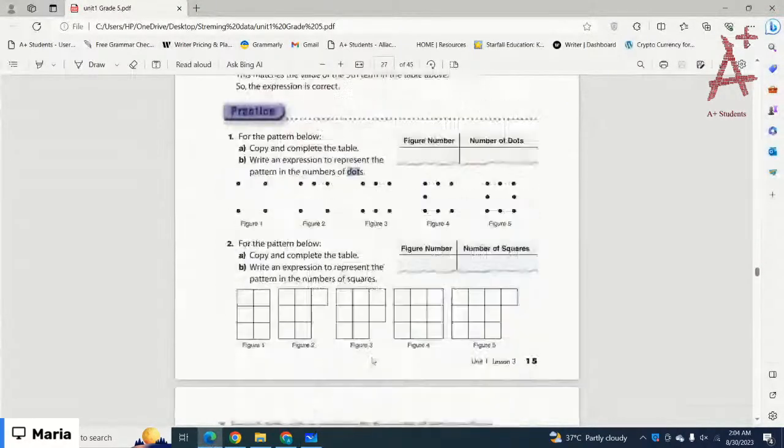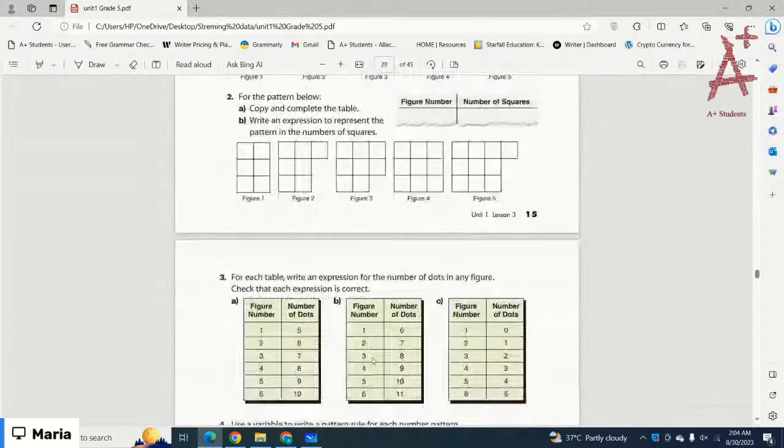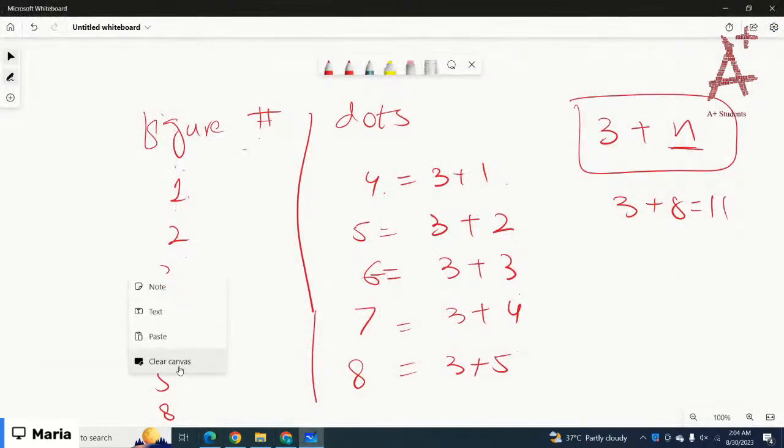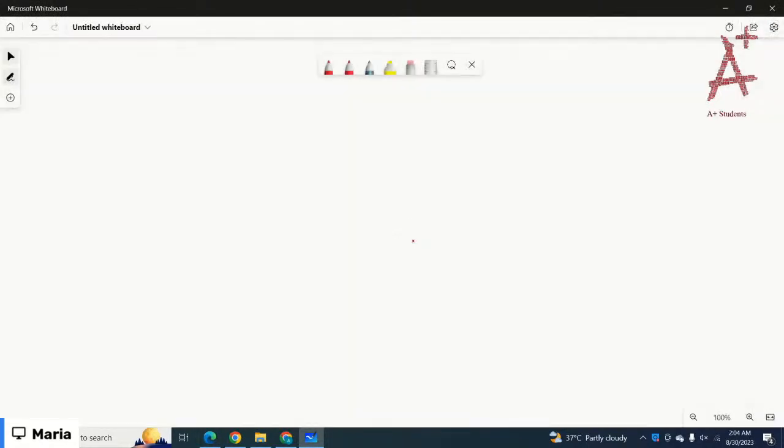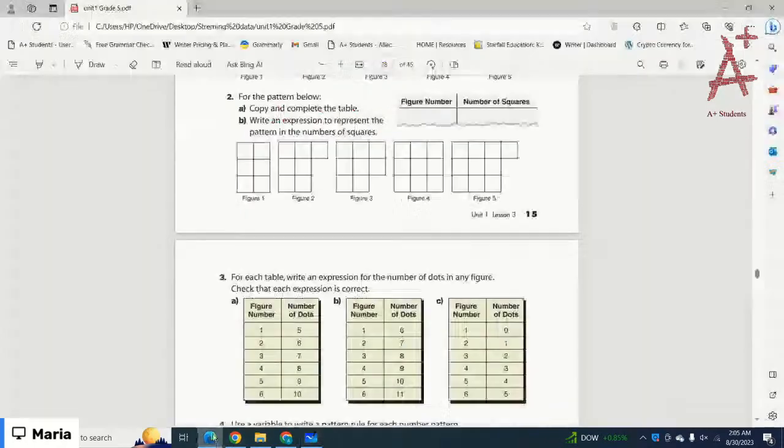The next one is for the pattern below, copy and complete the table. Write an expression to represent the pattern in the number of squares. So that's exactly the same. Let's just do the B part, right? Copy and complete the table. Figure number and number of squares.